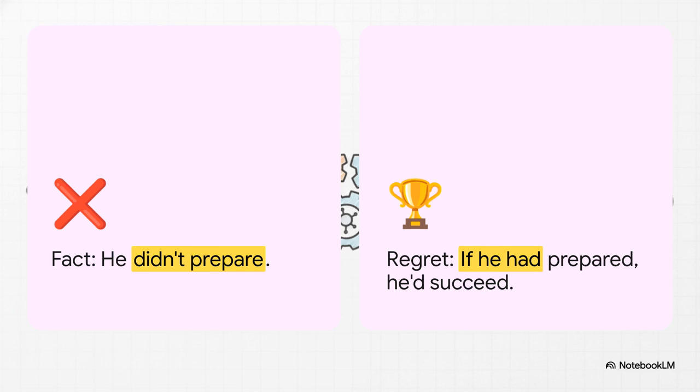The cold, hard fact is, he didn't prepare. But to transform this into a sophisticated insight, we look at the time reference, the past, and the situation, which is unreal. So we apply the third conditional. If he had prepared, he would have succeeded.